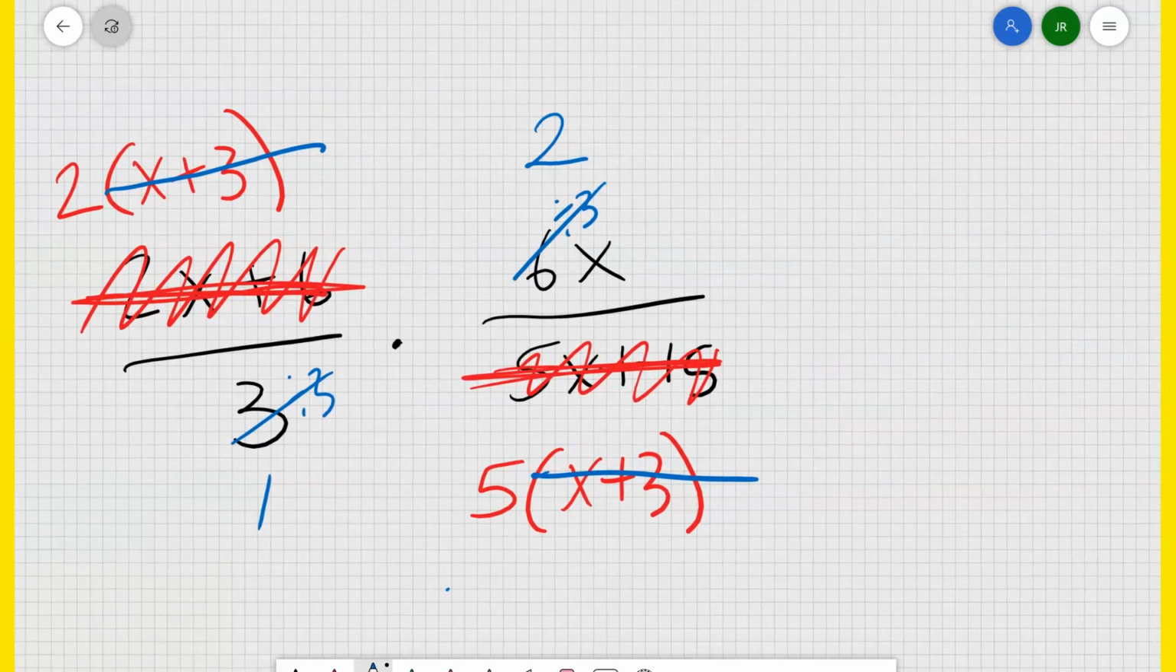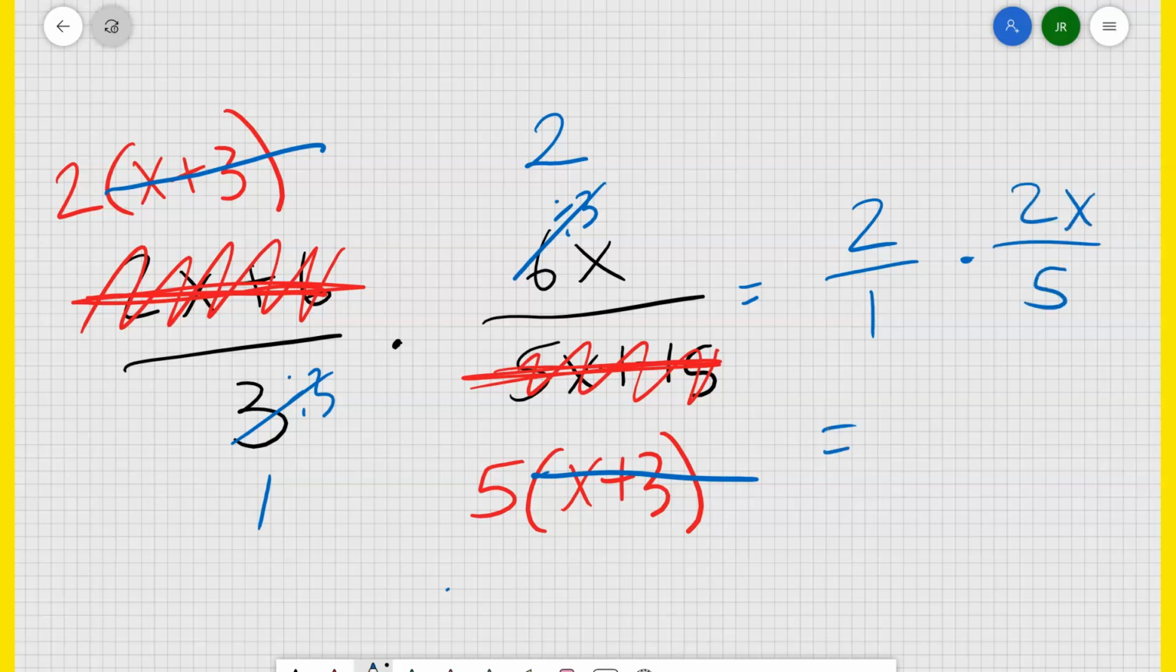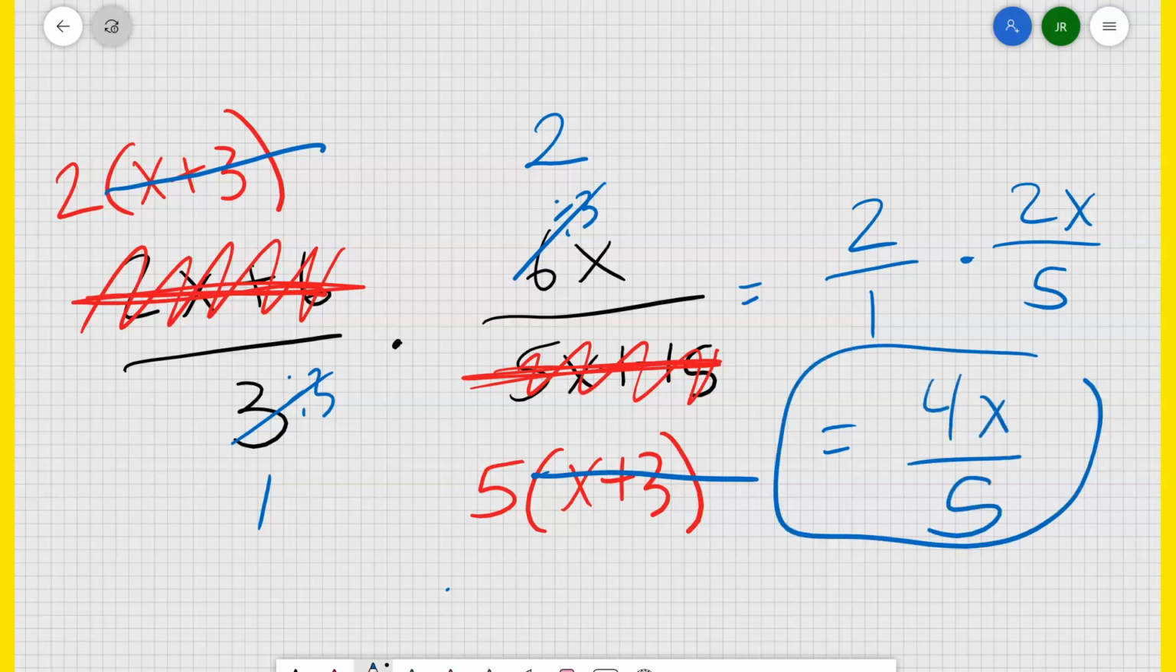Let me rewrite my equation. I got 2 over 1 times 2x over 5. And I believe that's all I can do, so that I get 4x over 5 as my final answer there.